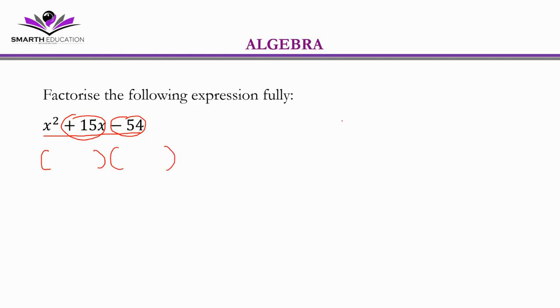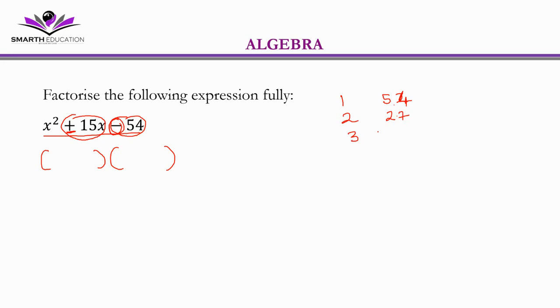Let's look for the factors. Negative 54 means one factor is positive and the other factor is negative. And then plus 15 here means that the bigger factor is positive. So we can have 1 goes with 54. So this combination cannot give us positive 15. The 2 goes with 27. Again, this combination cannot give us 15.